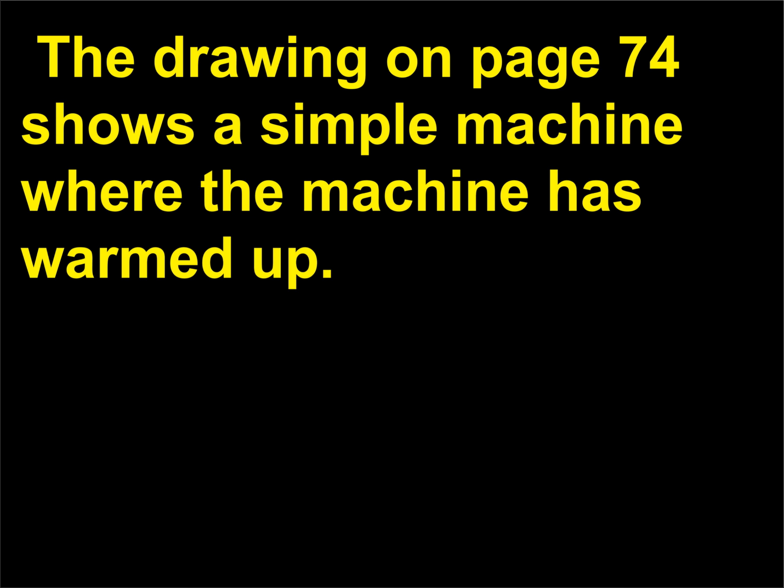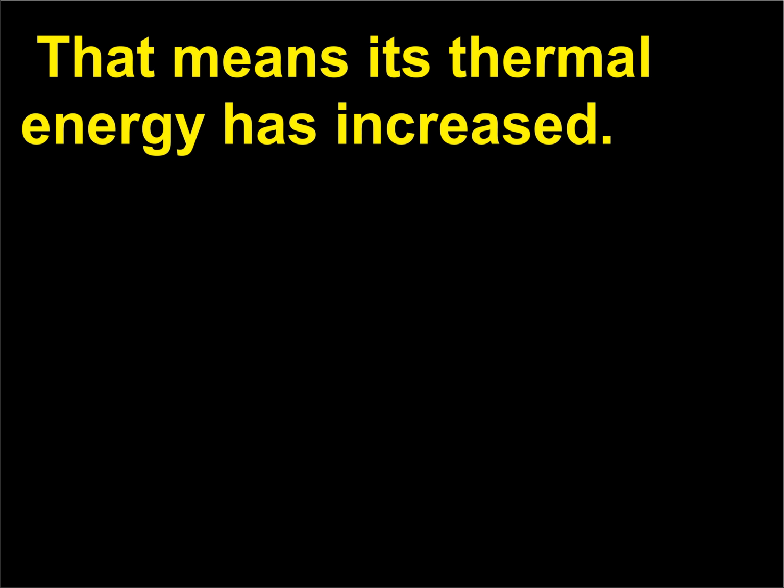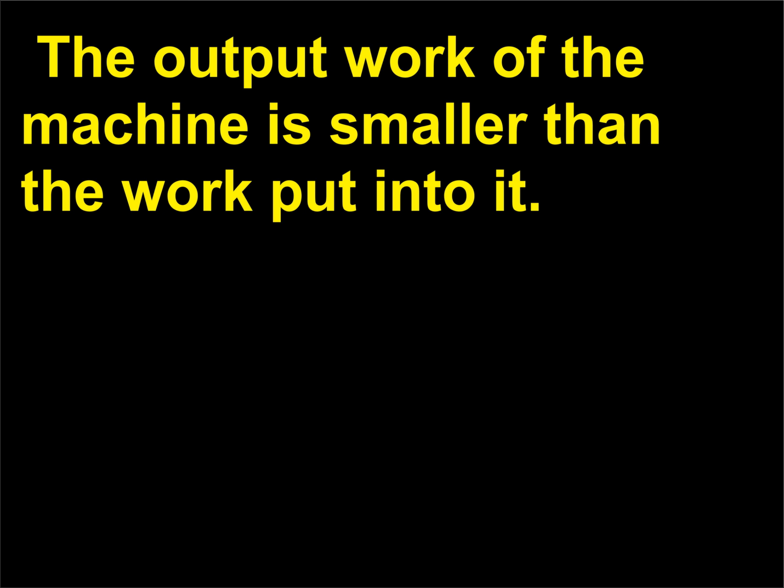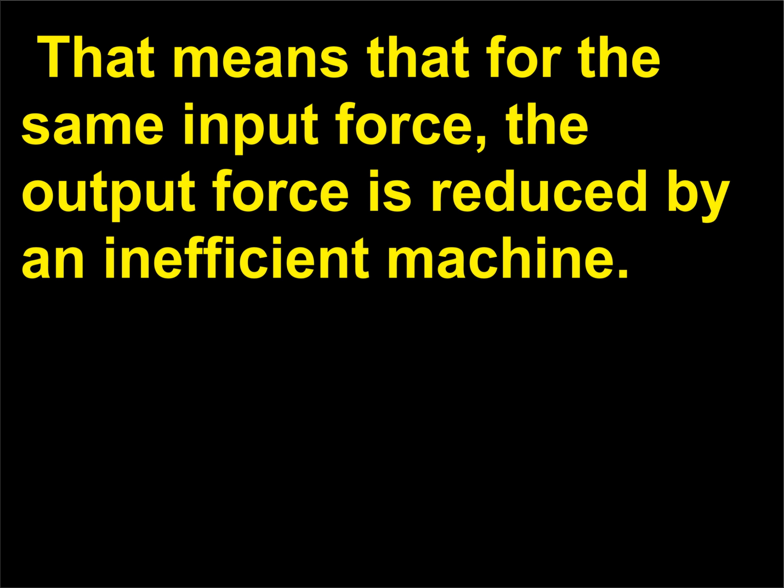The drawing on page 74 shows a simple machine where the machine has warmed up. That means its thermal energy has increased. It is now hotter than its surroundings, so it transmits heat to its surroundings, which are not shown on this diagram. The output work of the machine is smaller than the work put into it. That means that for the same input force, the output force is reduced by an inefficient machine.